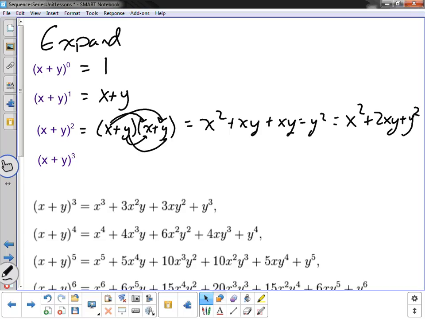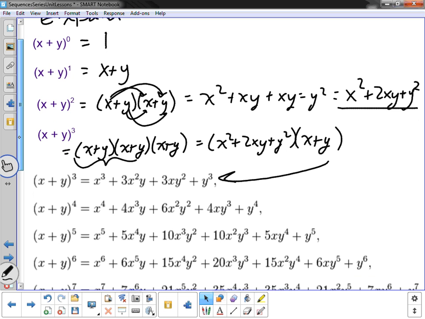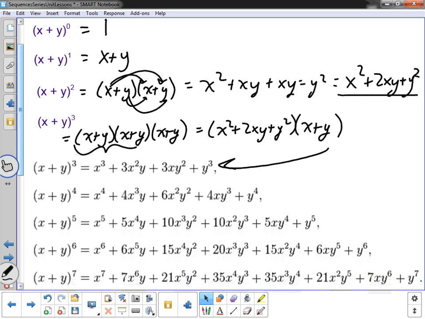Now, if I was going to do x plus y to the 3rd power, I would take x plus y times x plus y times x plus y, which means these first two are just this one. So I would have x squared plus 2xy plus y squared that I'd multiply by an x plus y, and when I do that, I end up with this when I get it all cleaned out. Then if I did the 4th power, I would multiply out four factors of x plus y and get the one that's there. So here are all these x plus y's all the way up to the 7th power.